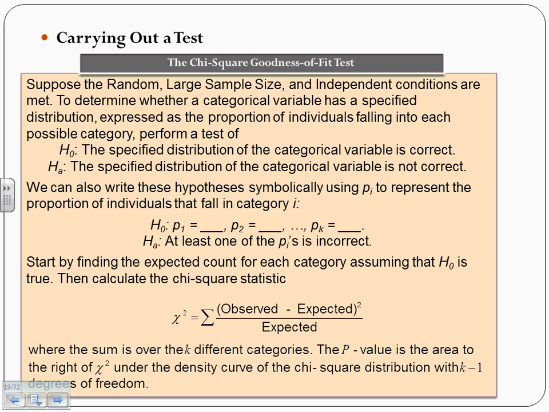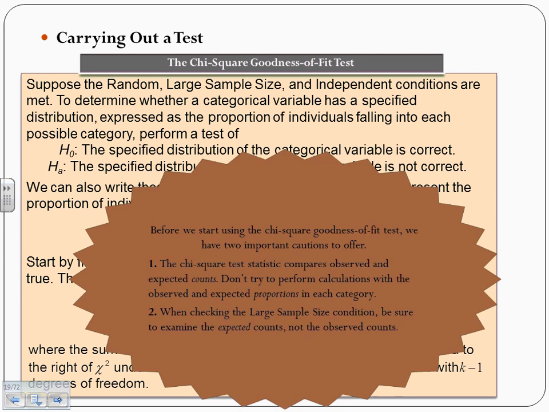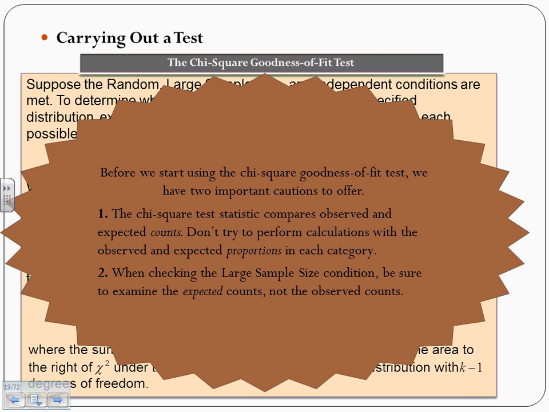So you can set up your null and alternative hypotheses. Remember, if you start with your symbols, then you need to state what all of those are. Otherwise, I think it's easy just to put it into words: is correct, is not correct. And remember here, at least one is incorrect. You can find your chi-squared, find your p-value, and then state your conclusion in context.